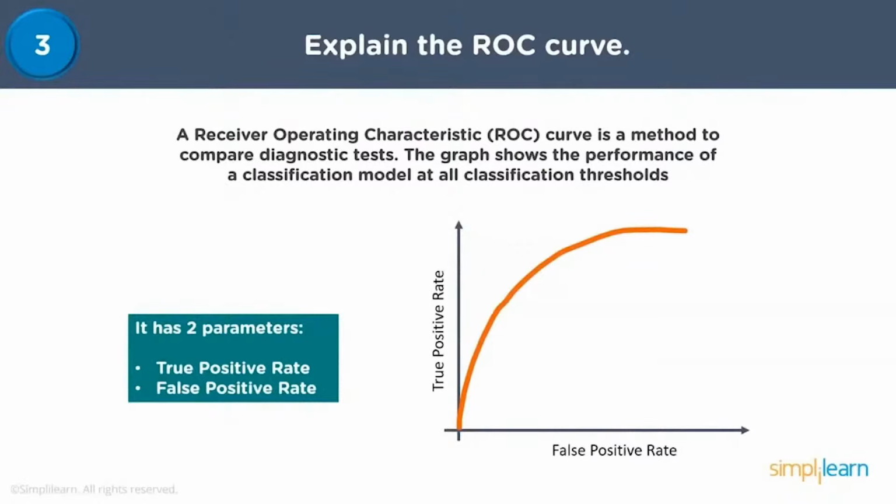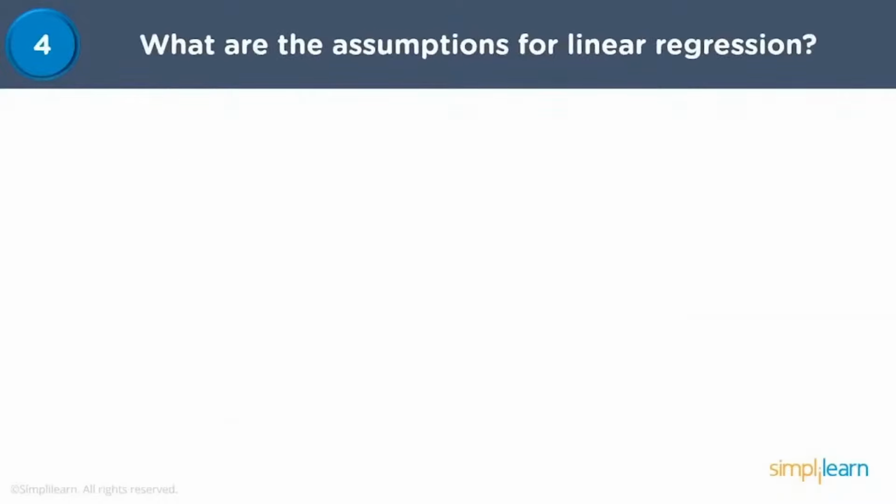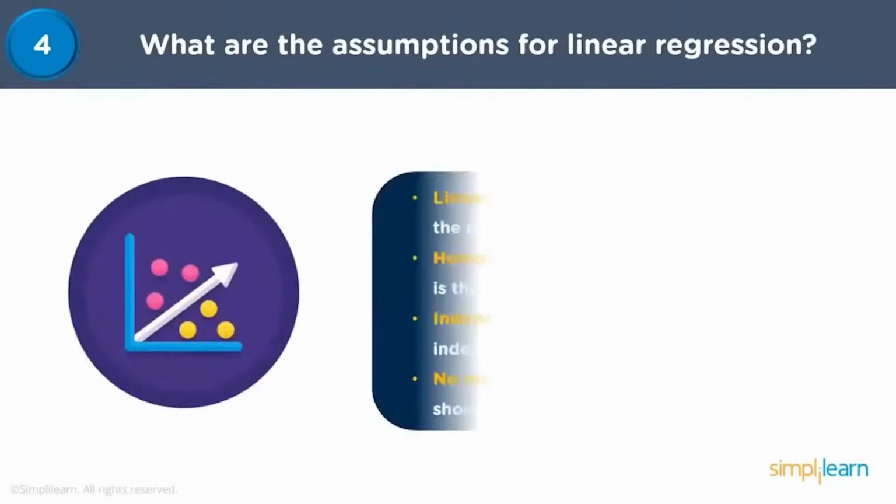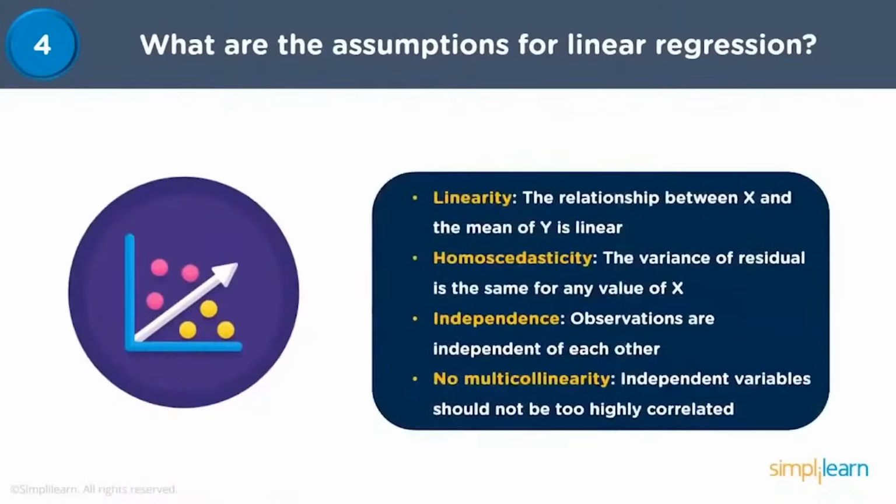ROC does not depend on any class distribution. This makes it useful for evaluating classifiers predicting rare events such as diseases or disasters. Now moving to the fourth question, we have: what are the assumptions for linear regression? So linear regression analysis is used for modeling the relationship between a single dependent variable y and one or more feature or predictor variables. Some of the important assumptions for linear regression are, so first, they should have linearity.